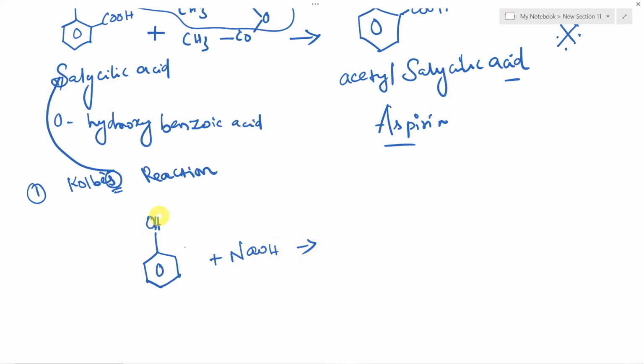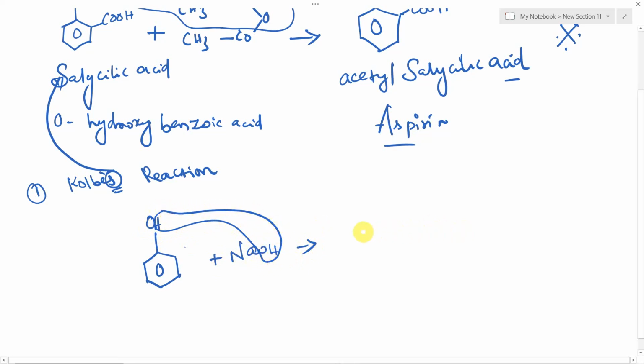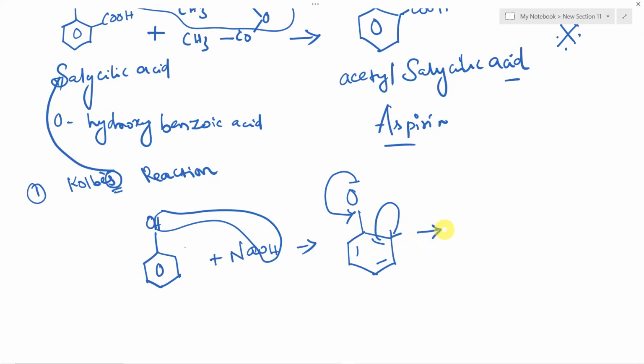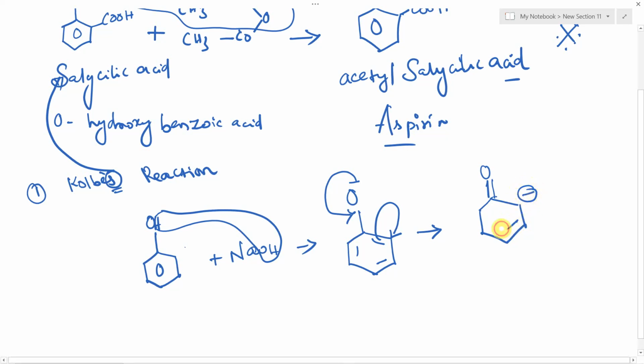What is the result here? The water molecule will be eliminated and we get sodium phenoxide. O minus will be there. What will it do? The oxygen will donate its pair of electrons to the ring so that the electrons present here will move to the ortho position. So that we can get double bond O, and here the electrons are shifted. The remaining things are as usual.